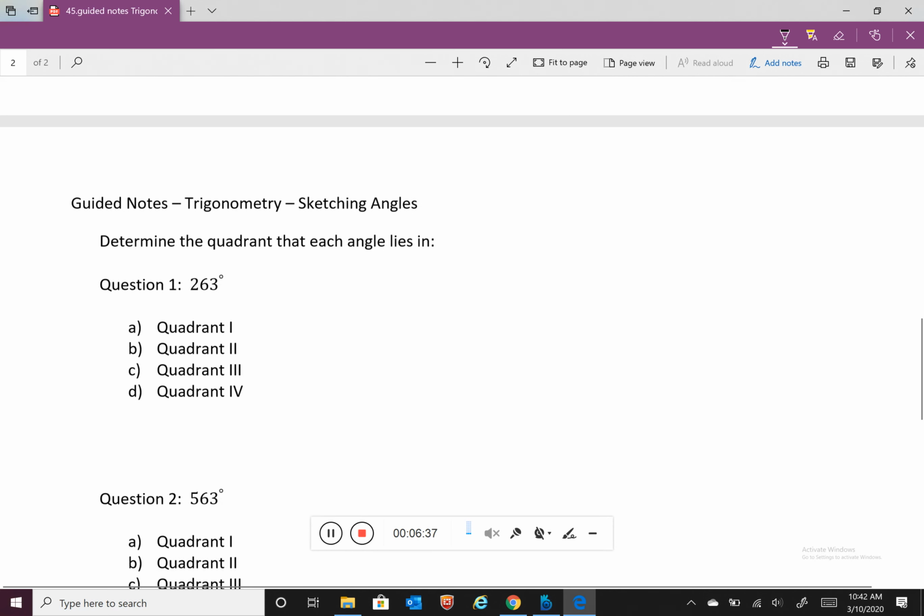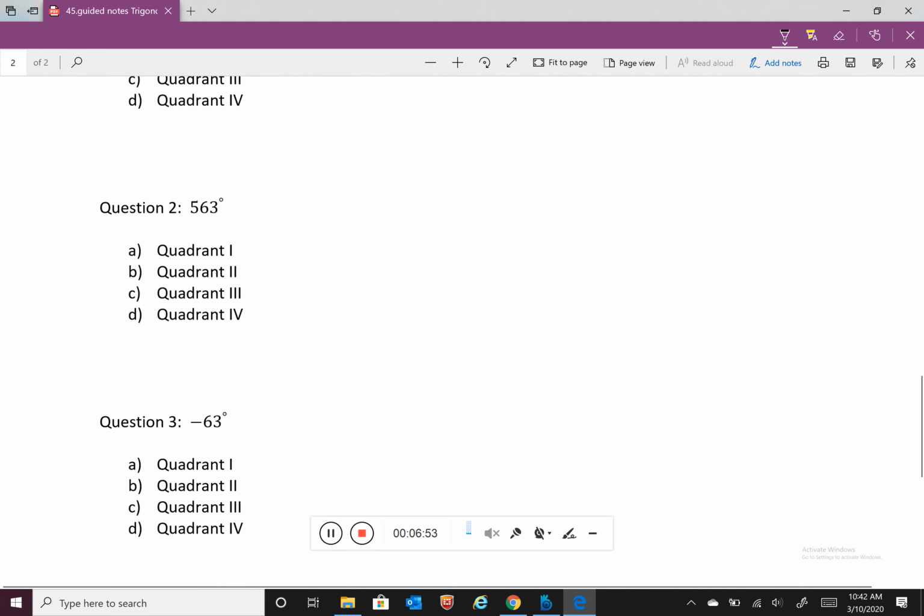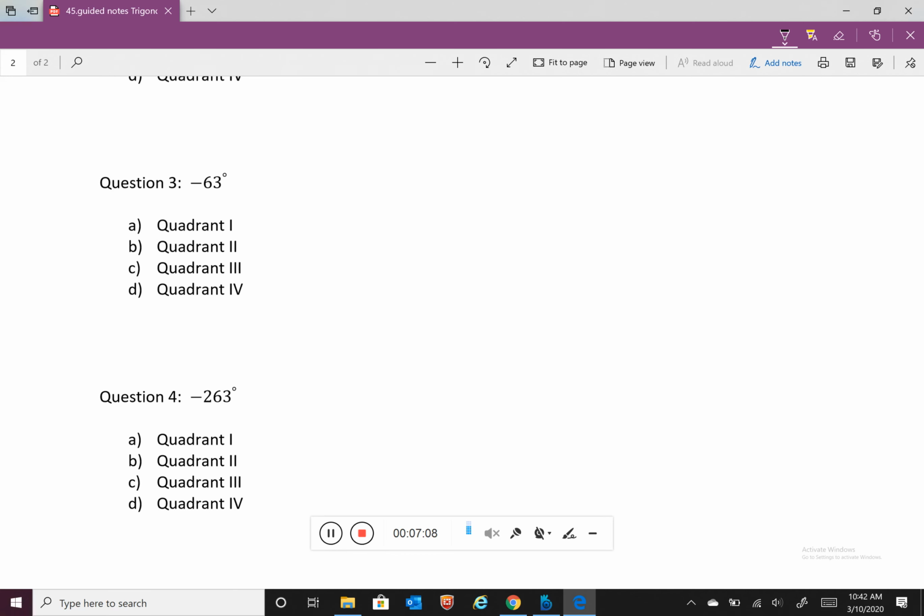Your first question, determine the quadrant that 263 degrees lies in. Determine the quadrant that 563 degrees lies in. Determine the quadrant that negative 63 degrees lies in. And determine the quadrant that negative 263 degrees lies in.